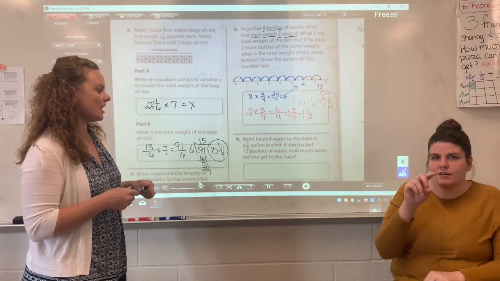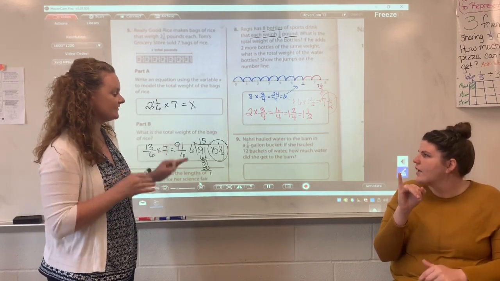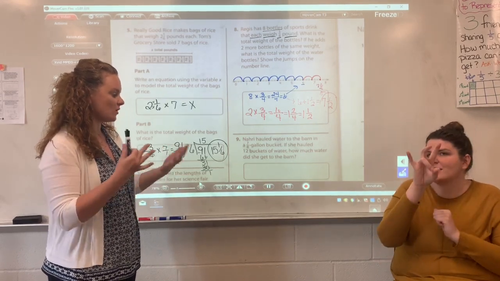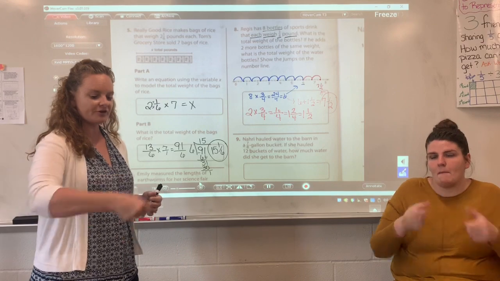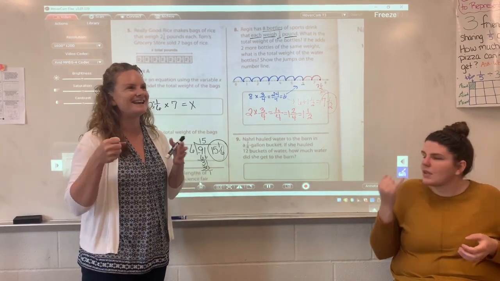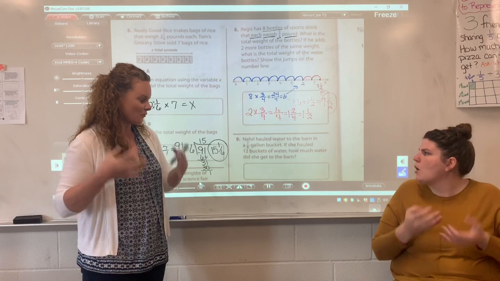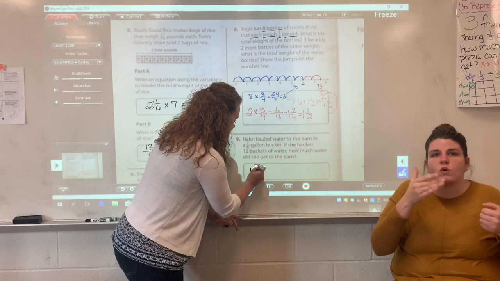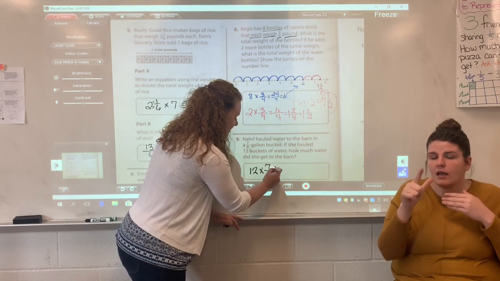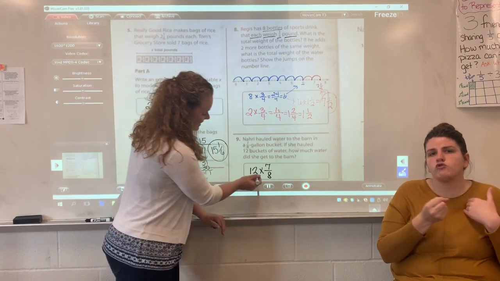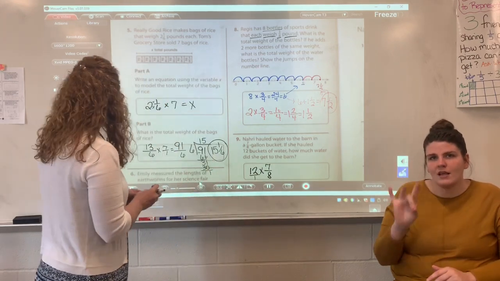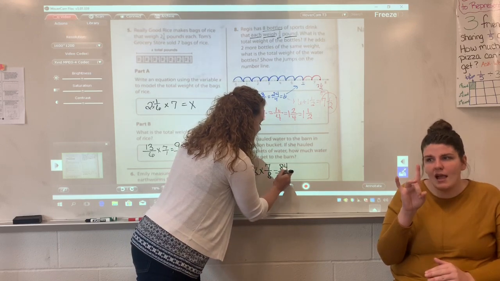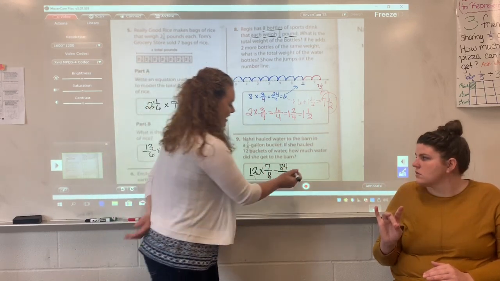Nahara hauled water to the barn in a 7 and 1/8 gallon bucket. If she hauls 12 buckets of water, how much water does she get to the barn? So each one of her buckets is going to have 7 and 1/8 gallons of water in it. So I'm going to take 12 buckets times 7 and 1/8 gallons. So once again, I put my 1 under here. 12 times 7 is 84 over 8. Okay. House divide.